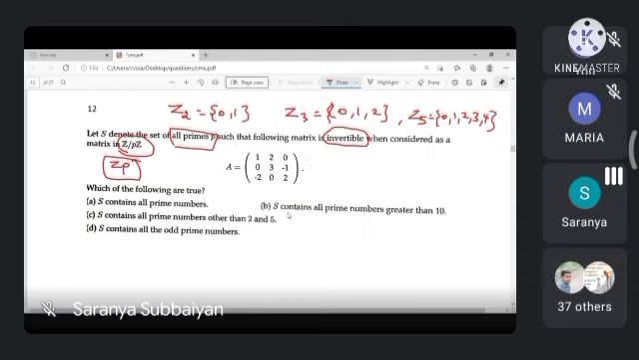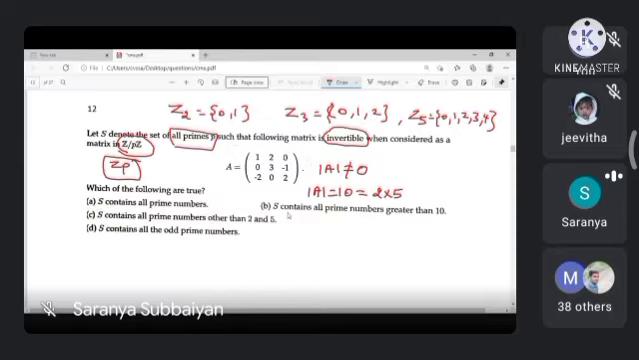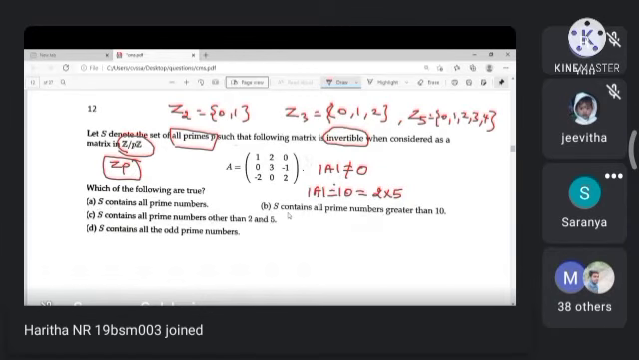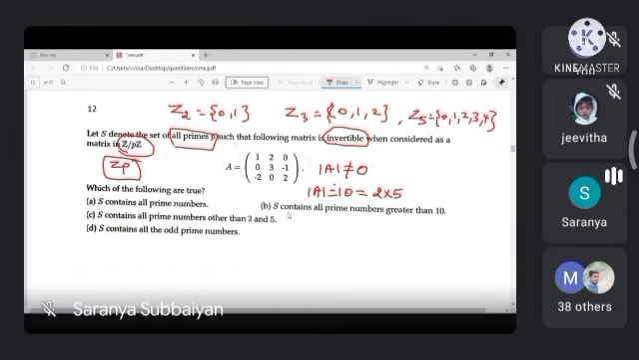Now invertible means the determinant of A is not equal to 0. What is the determinant of A? It is 10. You can write 10 as a product of prime factors, right? Any number you can write in prime factors. So 2 and 5 are the primes for which the determinant of A should not be equal to 0.